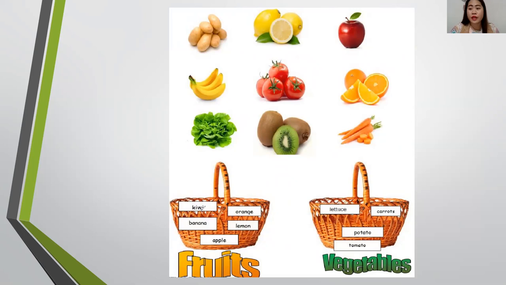Teacher will point the word and then you guess. Okay, kiwi. Okay, where is the kiwi? Okay, kiwi. Here. No? Okay. Fruit. Banana. Where is the banana? Can you see the banana? Can you see banana? Here.